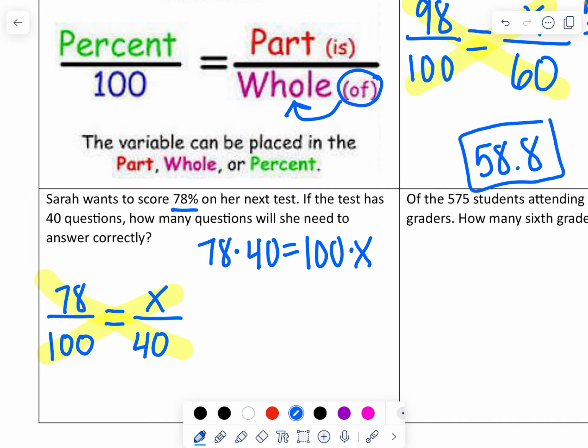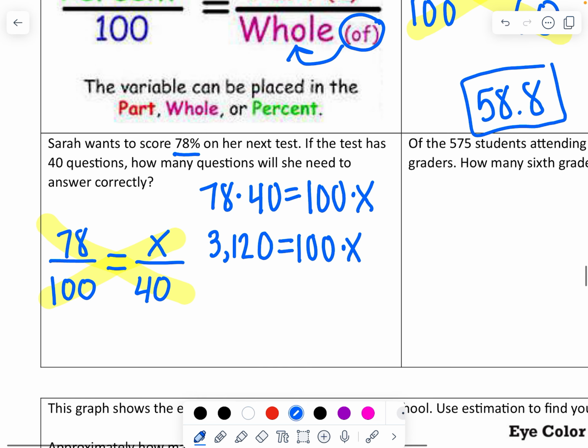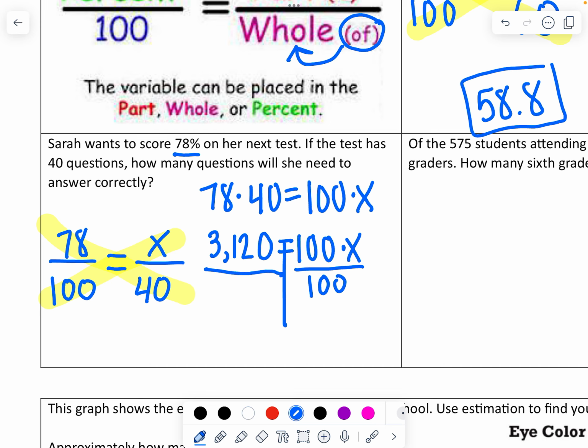Your first step is to multiply the two numbers that are on the same side of the equal sign. So we do 78 times 40, and we get 3,120 equals 100 times X, or 100X. We need to get the X by itself, so we're going to divide both sides by 100. 100 divided by 100 is 1, so I can cross that out. So we're left with X on the right side.